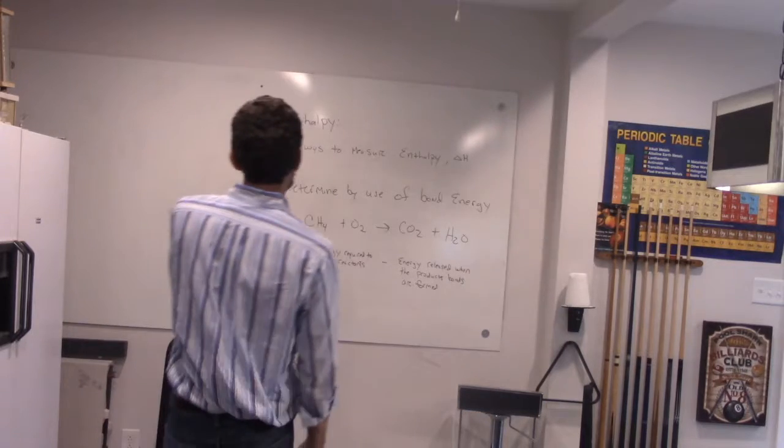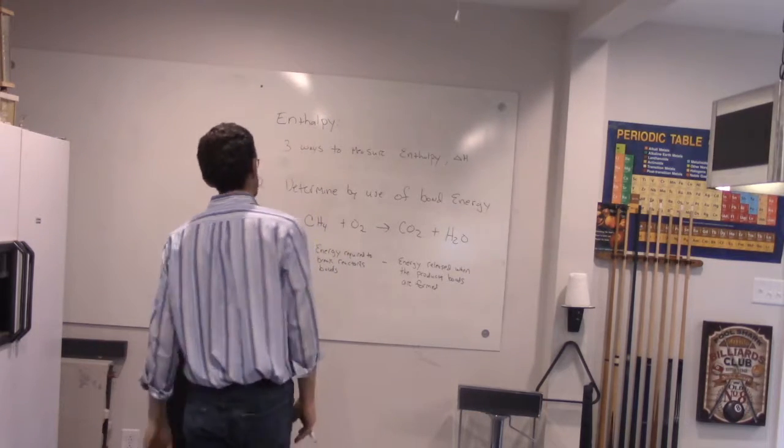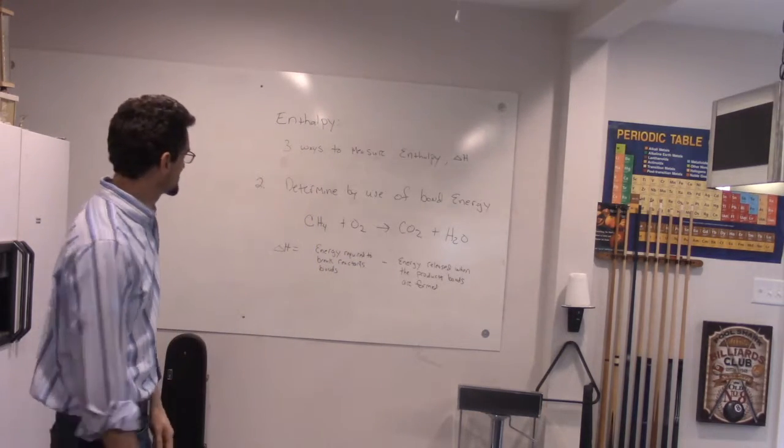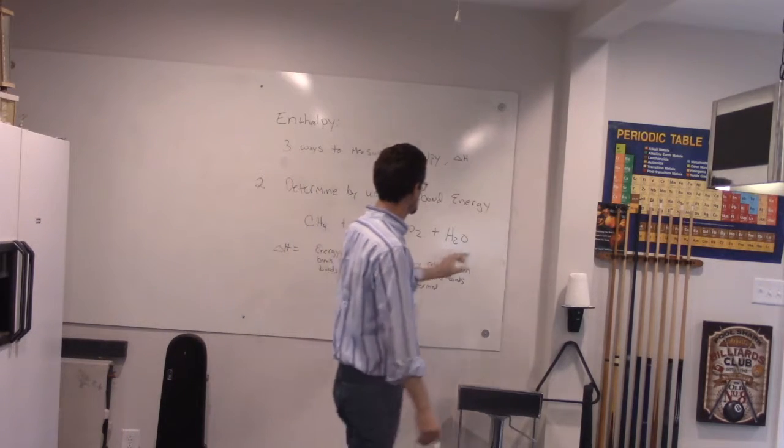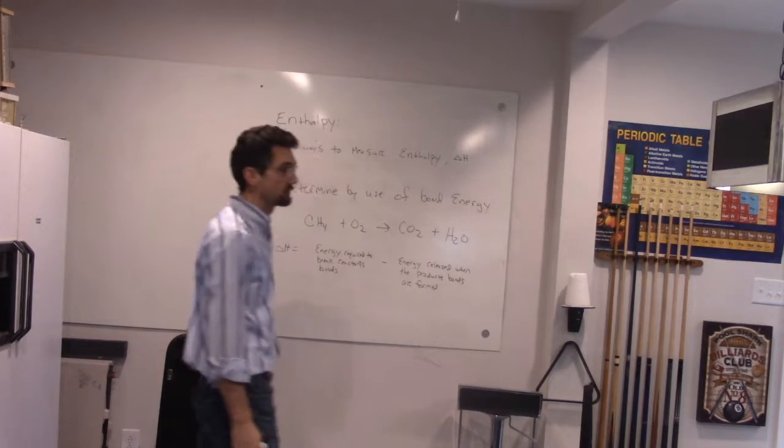Sounds good too. Okay, so there we go. Delta H equals the energy required to break the reactants' bonds minus the energy released when the products' bonds are formed.